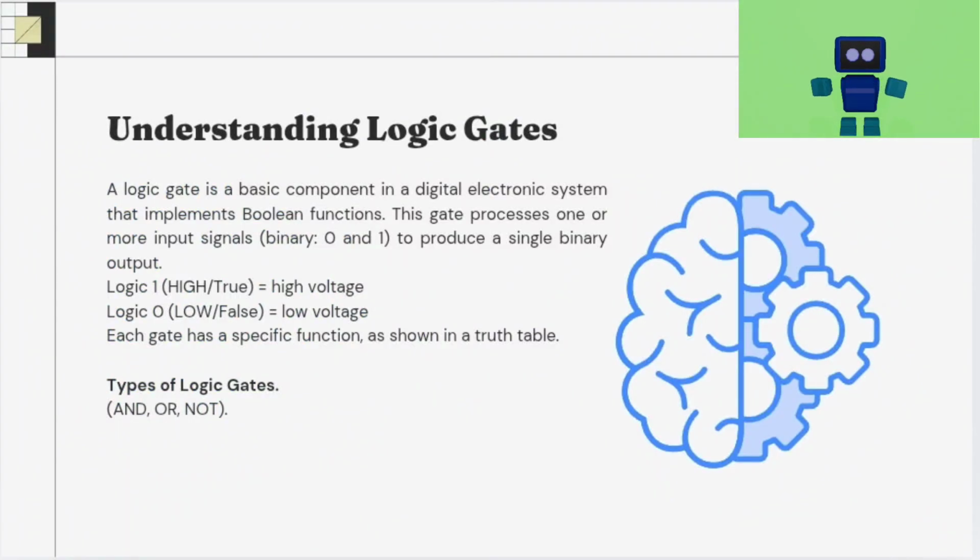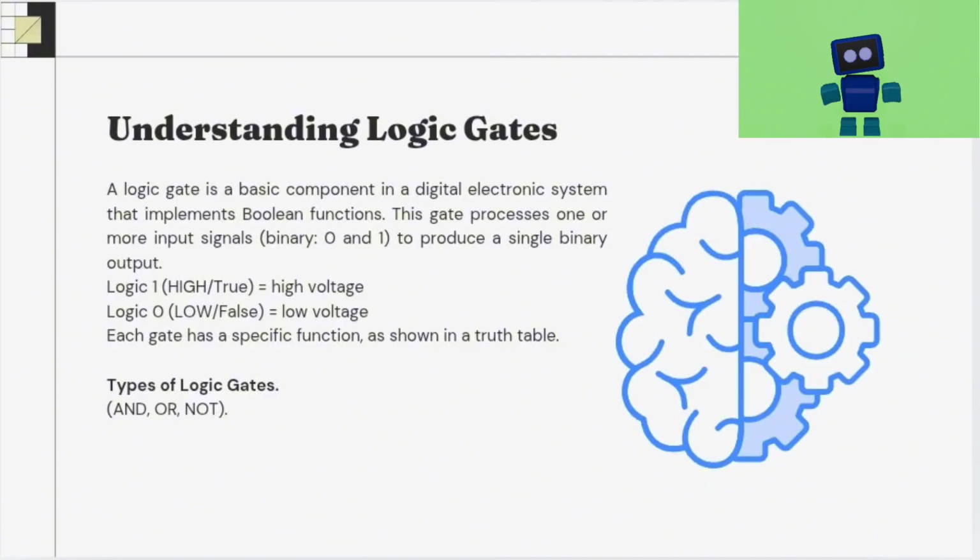Logic gates are fundamental components vital to digital electronics and computer systems. A logic gate is an electronic circuit that implements a Boolean function, Boolean algebra, processing one or more binary input signals to produce a single binary output signal. This binary signal has only two states: logic 1, high, true, typically represented by a high voltage; logic 0, low, false, typically represented by a low or zero voltage.